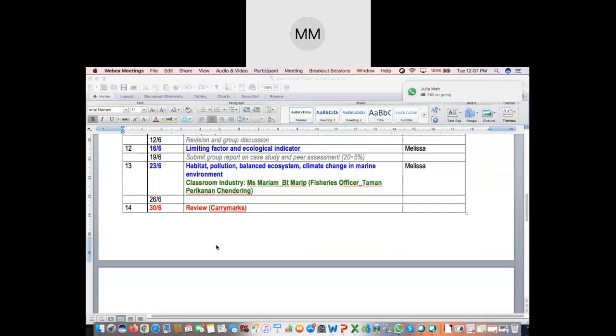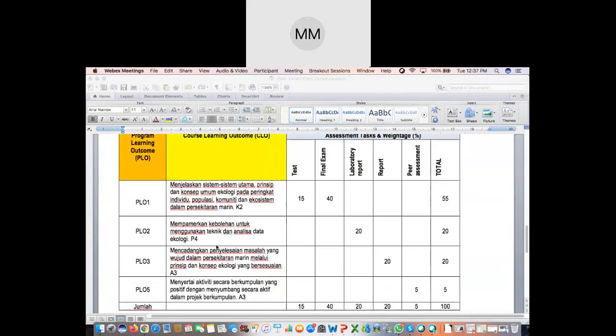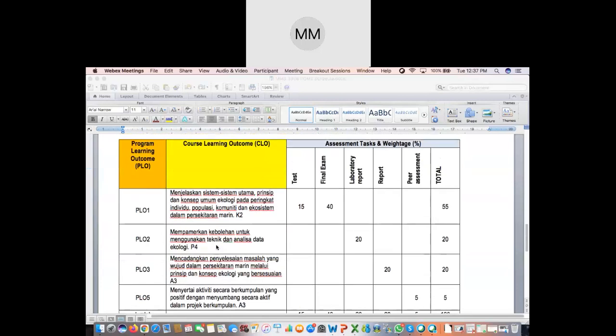I hope this is all clear for now. So just a wrap as to your MyCA and what the course learning outcomes would be. PLO1 is to explain the general ecosystems, the principles and concepts of marine ecology from levels of individual, species, populations, community, and marine ecosystem. These are basically your lecture sessions, where you will be assessed via your test and also a final exam, and this will constitute 55% of your marks.